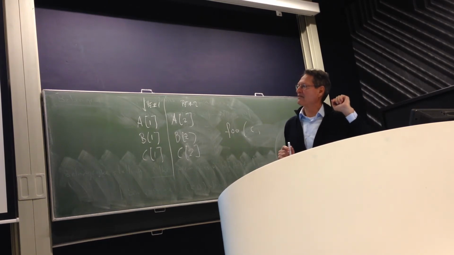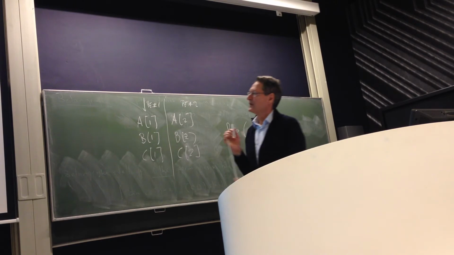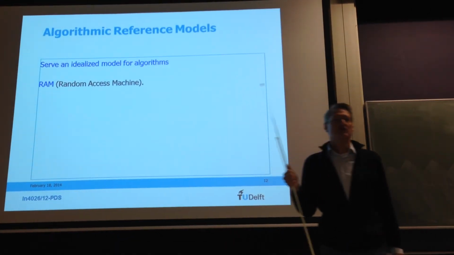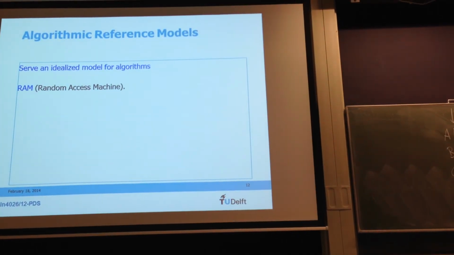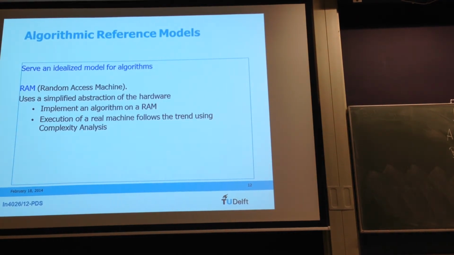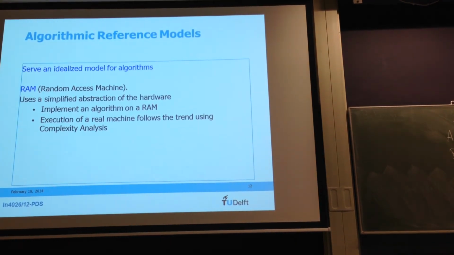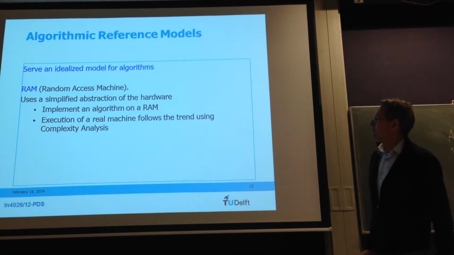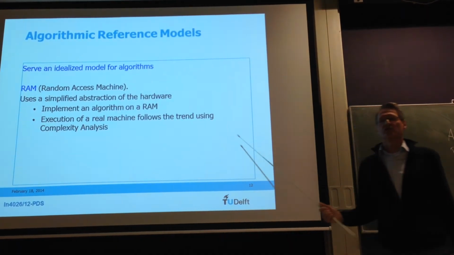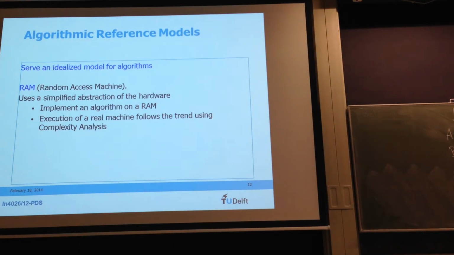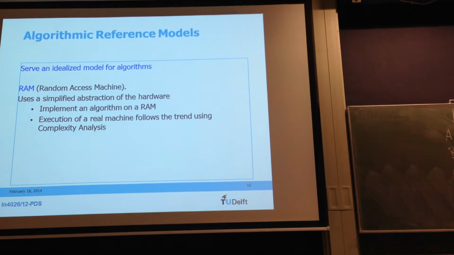Now let's step back. You probably already have had that, but if we go to the world of sequential algorithms, we have the notion of the random access machine. Now, what does that hold? Well, it uses a simplified abstraction of the hardware, and you implement an algorithm on this machine, and then usually the execution on a real machine follows the trend using the complexity analysis for this idealized machine. Right? You can kind of rely on it.